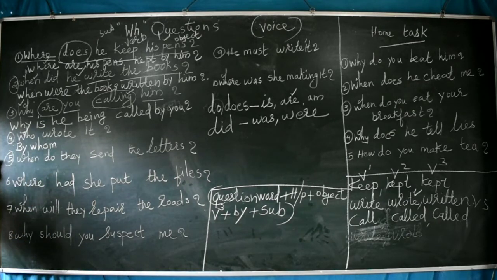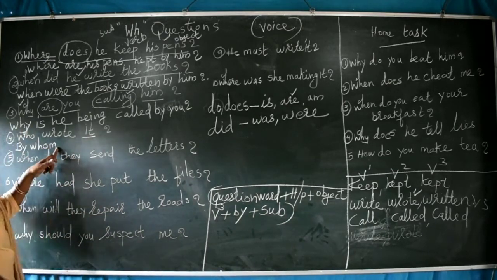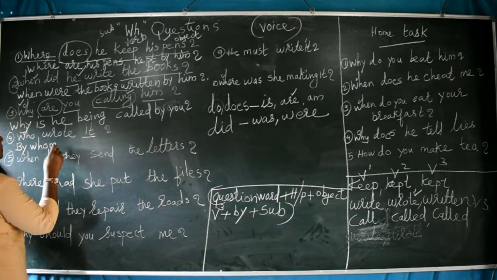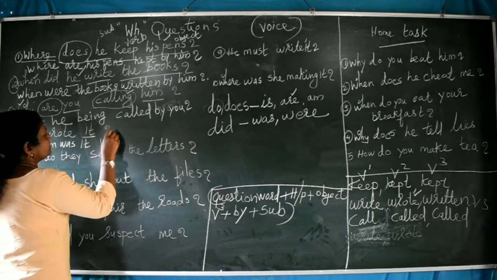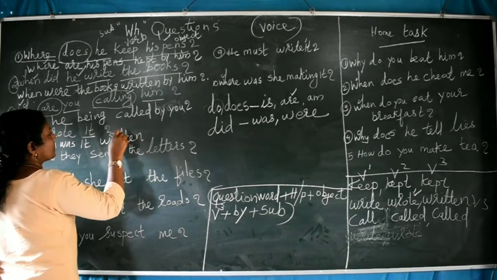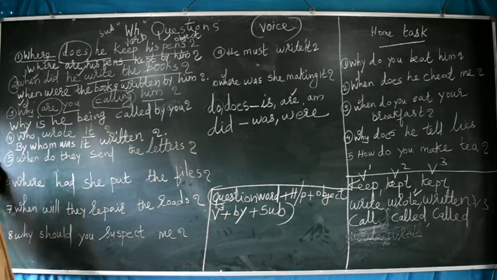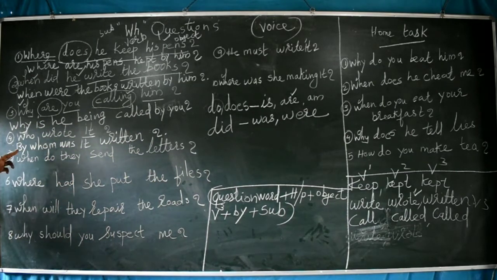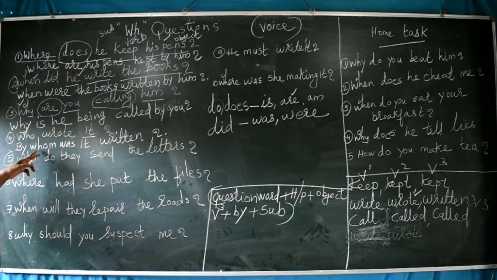By, and past tense always was or were. By whom? Again the object is it. It means singular. So by whom was it written? And question mark. By whom was it written? And children, the question word who is related to three more rules. Who generally we change into by whom was it written. Okay, that is the correct answer. Always you can apply this method.